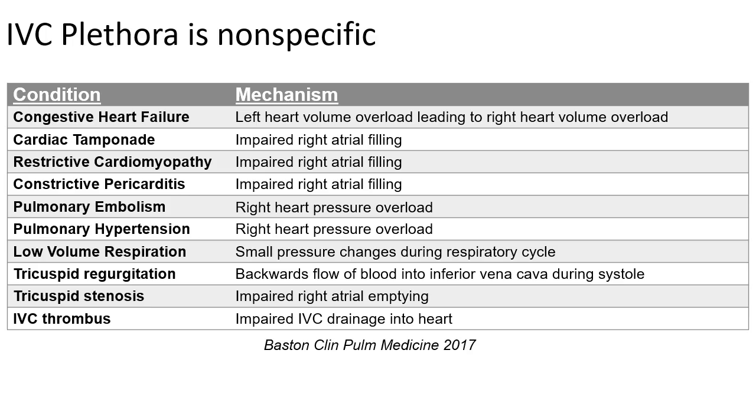So this slide highlights there's multiple reasons for a plump or dilated IVC: CHF, cardiac tamponade, restrictive cardiomyopathy, constrictive pericarditis, PE, pulmonary hypertension, low volume respiration, tricuspid regurgitation, tricuspid stenosis, and IVC thrombus. All these things can potentially make the IVC plump.